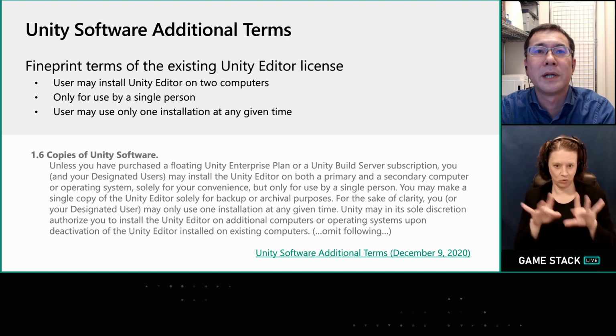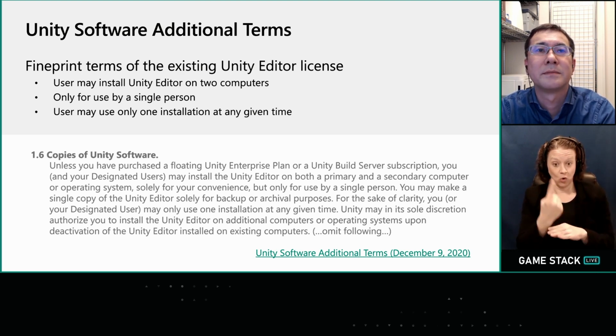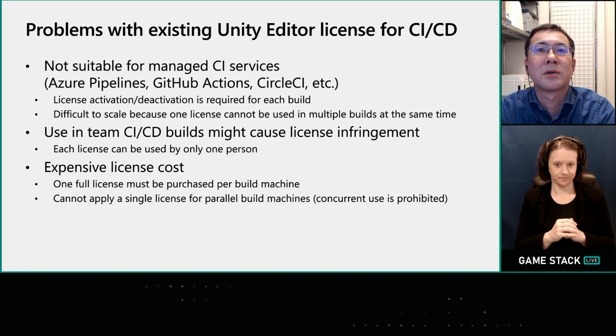The second, only for use by a single person. The last, user may use only one installation at any given time. And the terms have caused many problems, as I said. First, it's not suitable for managed CI services like Azure Pipelines, GitHub Actions, Stack CI, and so on. You must activate and deactivate a license for each build. It's difficult to scale because a license cannot be used in multiple builds at the same time.